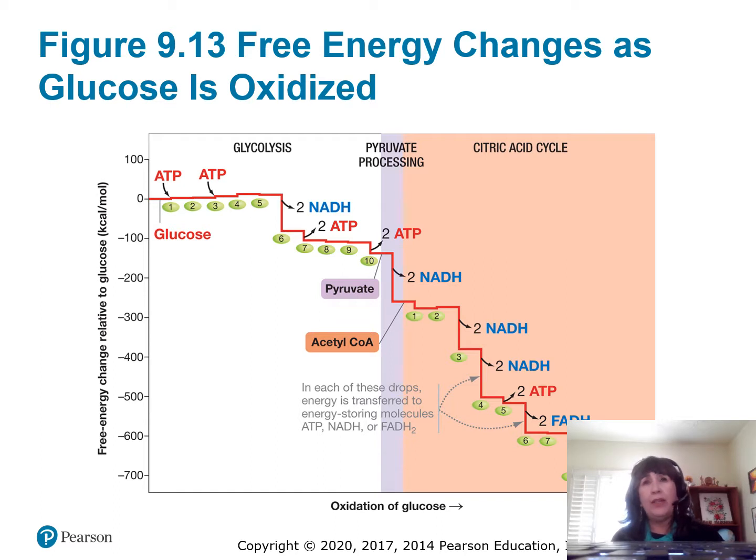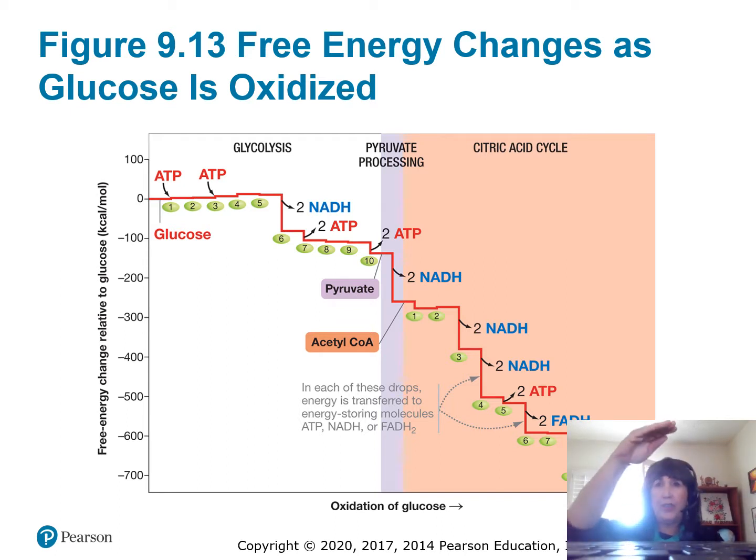Okay, so if I look at this graph here, it says the oxidation of glucose. And remember, isn't that what cellular respiration is? It is the oxidation of glucose. So the y-axis here says free energy change. So notice here, we're at the very, very top. Here, glucose has a lot of potential energy.